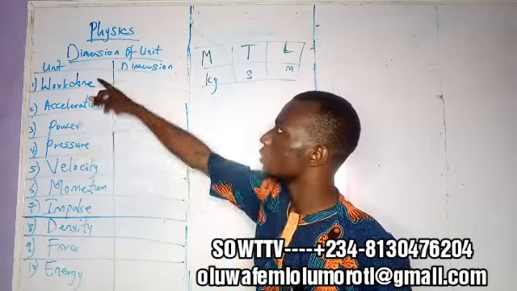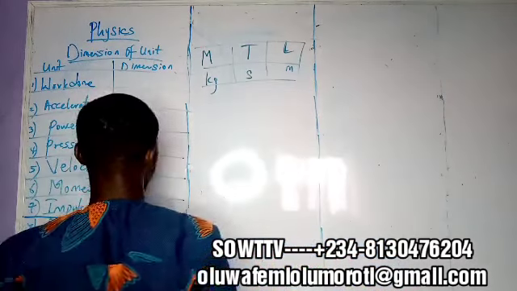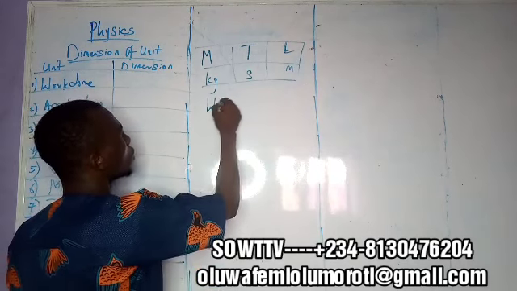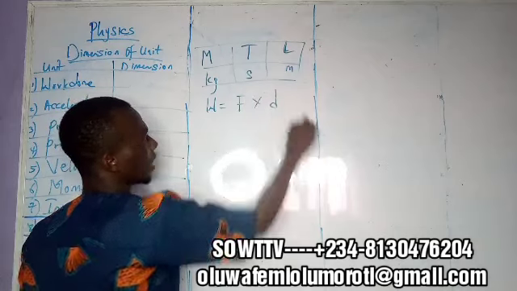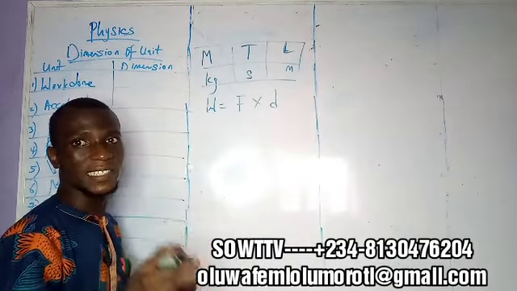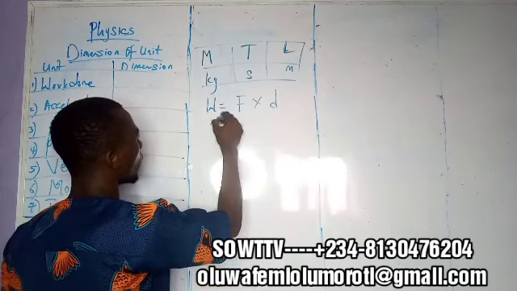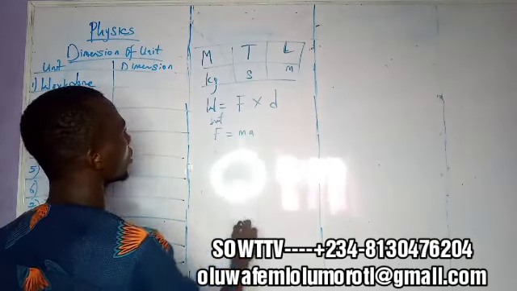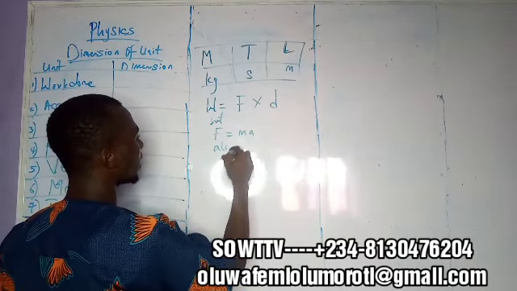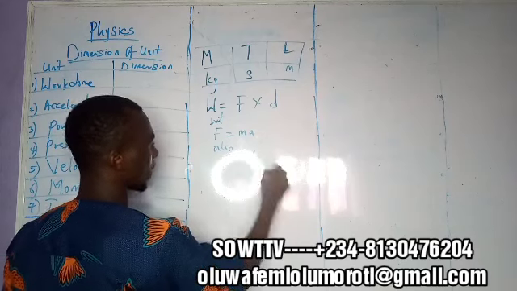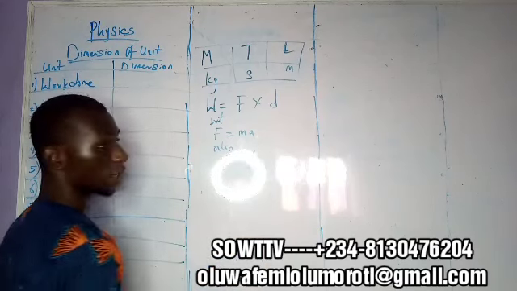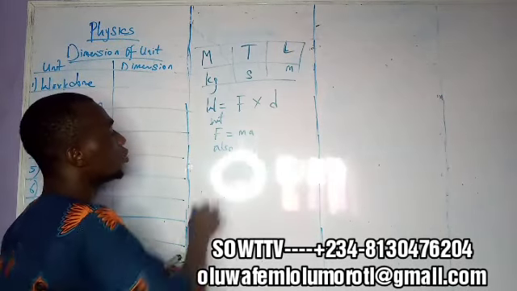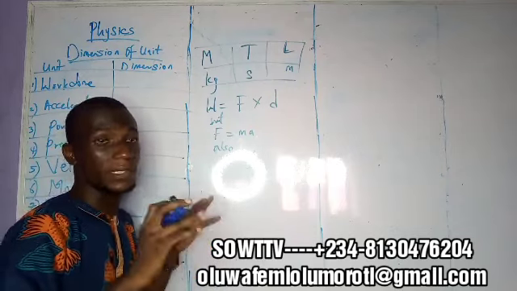The first thing we have to consider here is work done. For you to get the dimension of work done, get to know the formula. The formula of work done equals force times distance. I'll be splitting this, taking it one after the other. Force equals MA, that is mass times acceleration. Also, acceleration equals velocity over time. As a science student, you should know the unit of acceleration to be meter per second square.